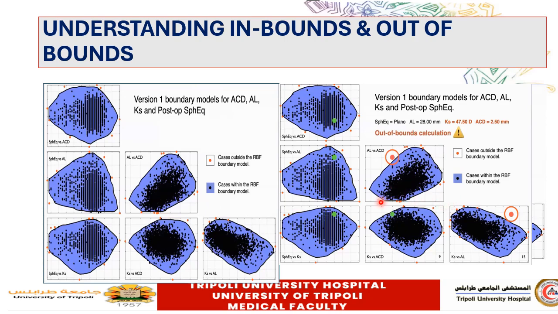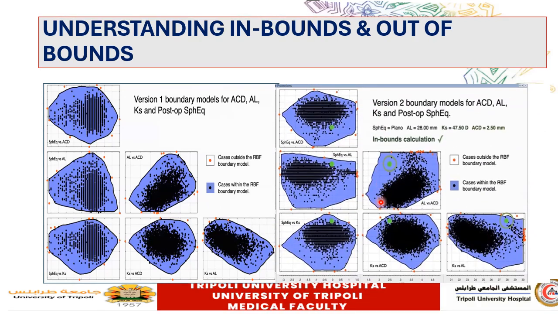Now, after the upgrade of the formula, they established version 2, which includes more data of patients, more than 8,000 data. So the same patient with the same keratometry reading and the same axial length gives a green signal that indicates it is now in bound because the data size is increased. So the increase in the width and the breadth of the data increases the optimization of the data and increases the predictability of the IOL result.